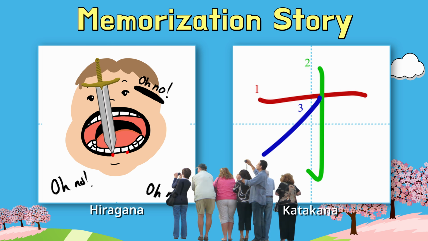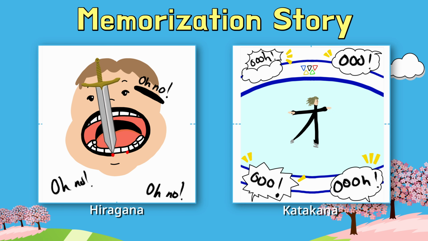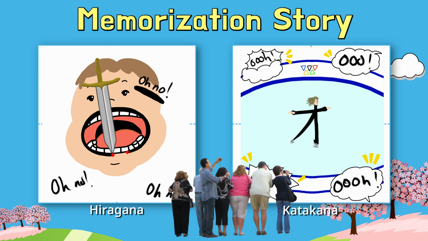Oh no! The katakana o is the image of an Olympic ice skater. The crowd oohs and ohs at her majestic form as she skates around the O-shaped Olympic ice skating rink.